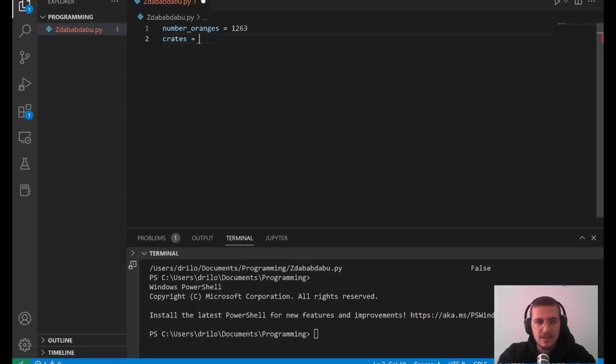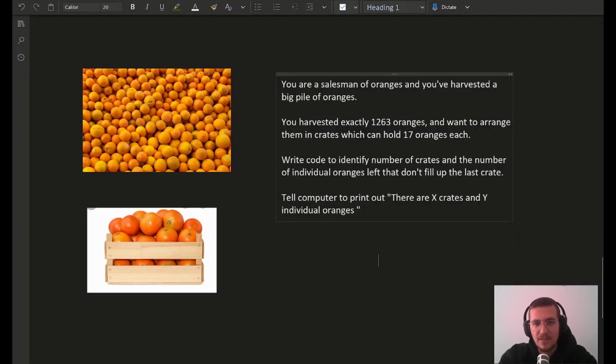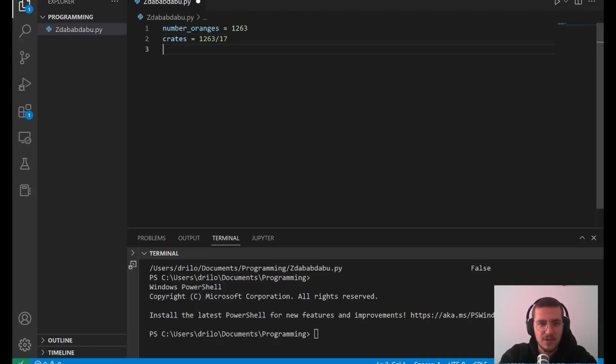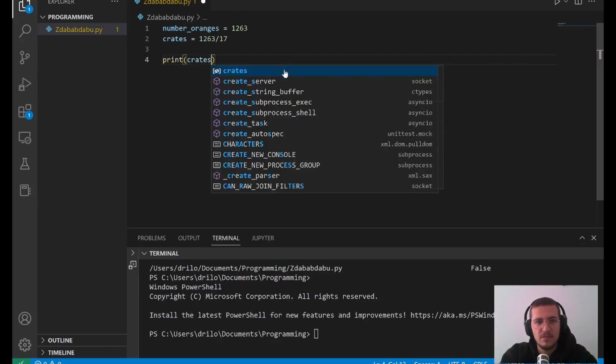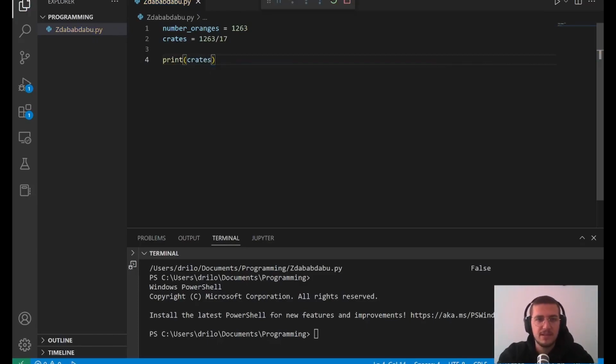each crate can hold 17 oranges. So in order to find the number of crates, we know that we have to divide 1263 over 17. Okay, so the number of crates is this number. And then we know how many oranges are left, right? So let's try. We wrote this. This is a simple calculation, but we want to see what's the number of crates. Okay, let's see.